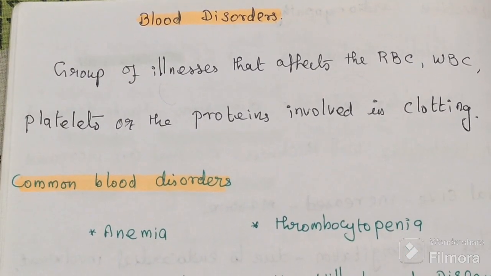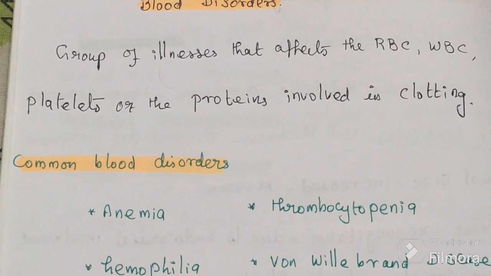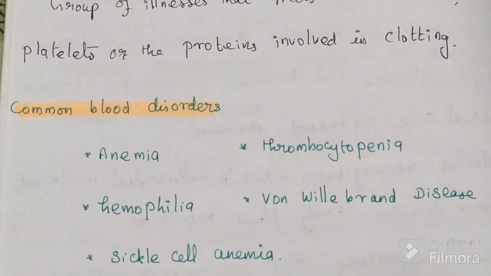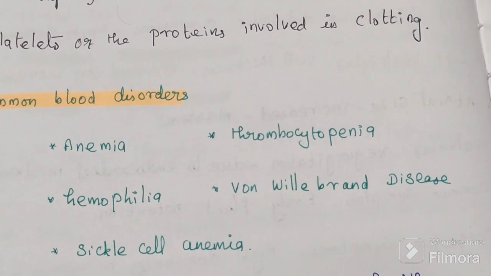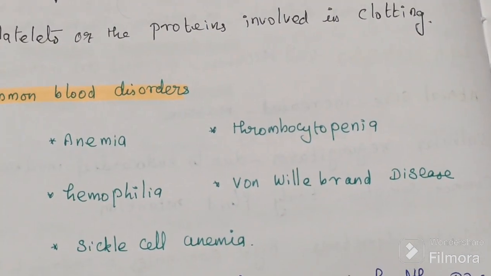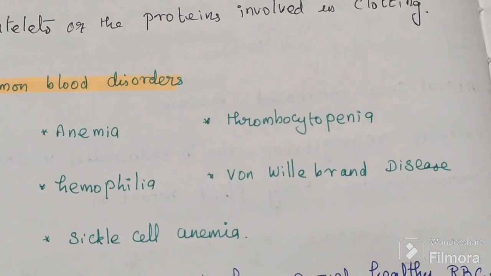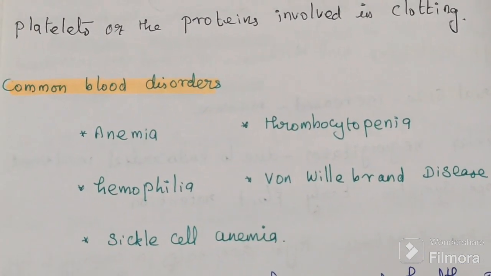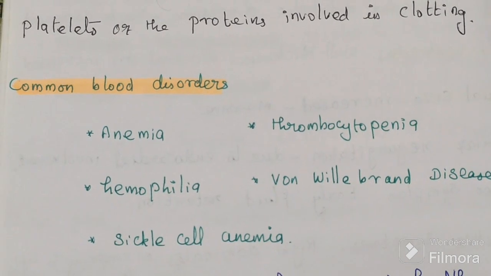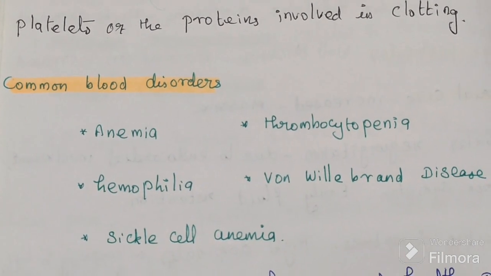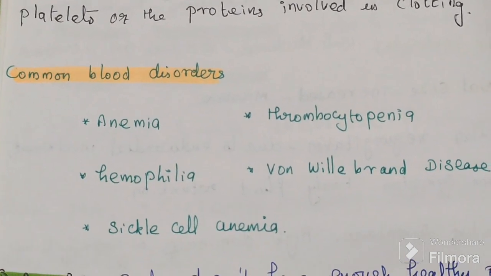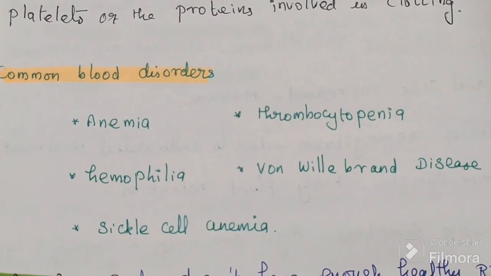Now we will discuss common blood disorders: anemia, thrombocytopenia, hemophilia, von Willebrand disease, and sickle cell anemia. So these are the 5 important blood disorders. We will discuss them one by one in detail.